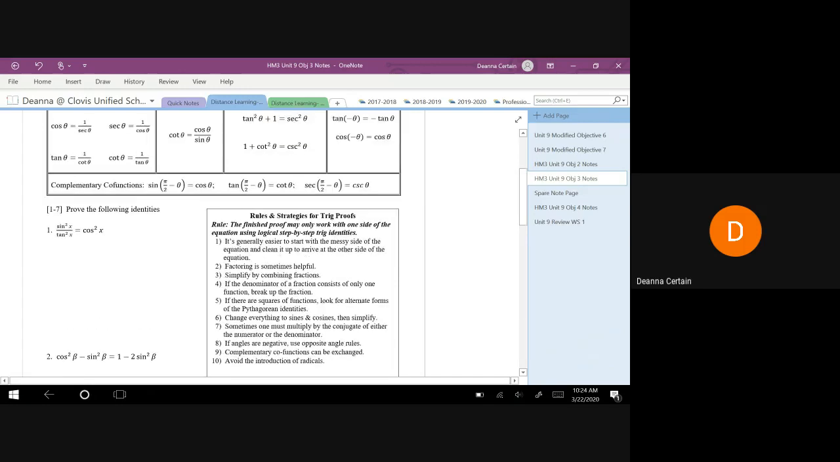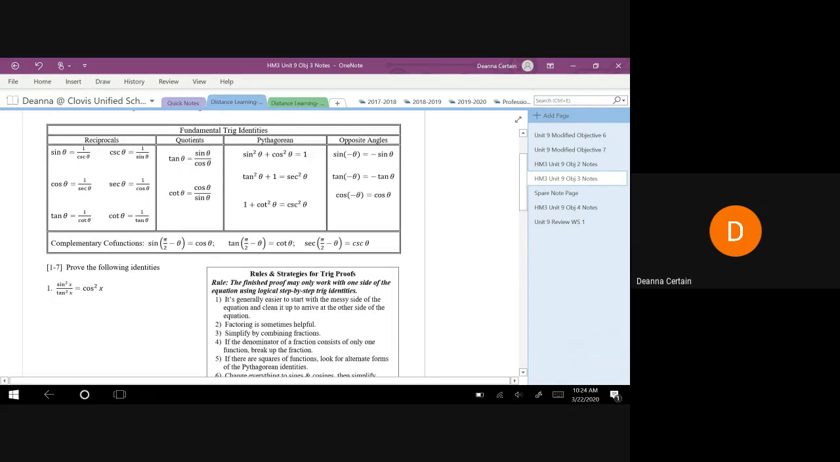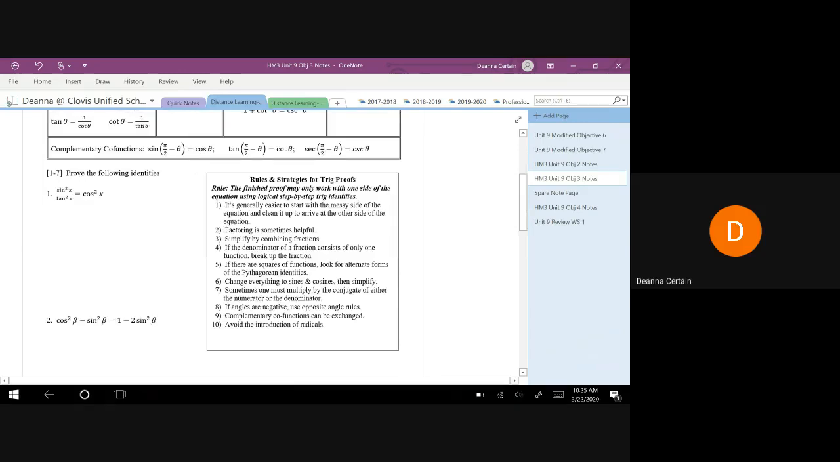So we wrote out, again, some of your trig identities. These are many of the same ones that were already in 9.2. New ones are right here, the complementary cofunctions. So, reminder about those. And then we also have in the rules and strategies for trig proofs box some ideas for strategies you might use. Again, like 9.2, these aren't steps in that it's not like you do number 1 first and then number 2 and then number 3.